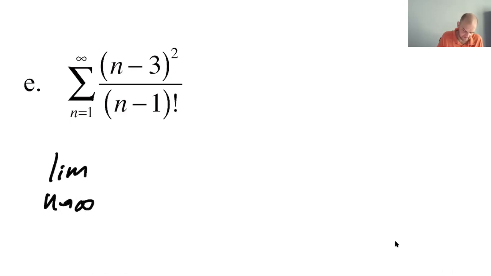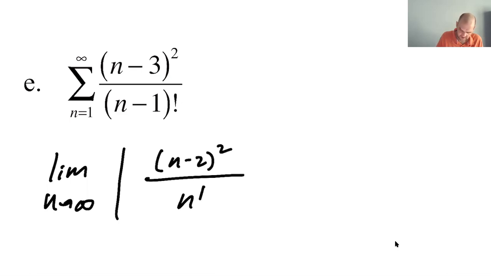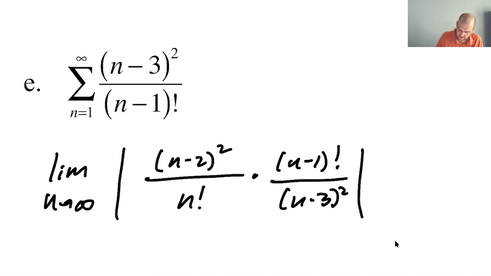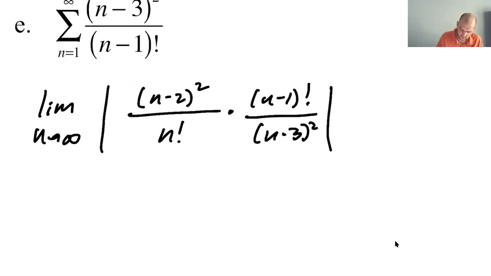Limit as n approaches infinity, absolute value. n plus 1 minus 3 is n minus 2 squared. n plus 1 minus 1 is just n squared. n minus 1 factorial. n minus 3 squared. Okay, so what do we get? There's still going to be n's involved. Don't need the absolute value because everything's positive as n is going to infinity.